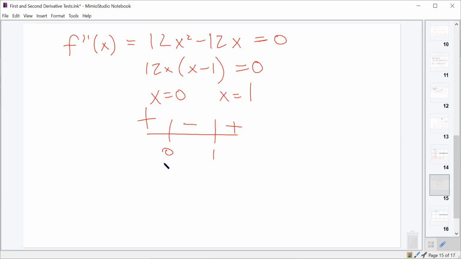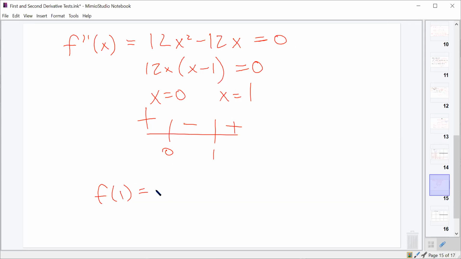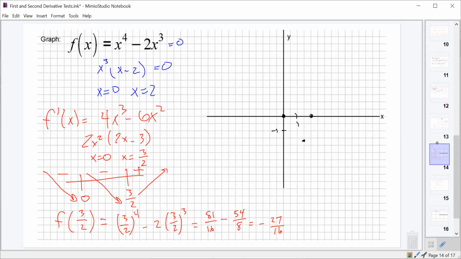One at 0, which we already knew the point for 0. It's already plotted. So now that's kind of an important point because it's a point of inflection. And we have another point of inflection at x equals 1. And so we need to figure out what's f of 1 for our point of inflection. So negative 1. Looks like it should be negative 1. Yep. So 1, negative 1.